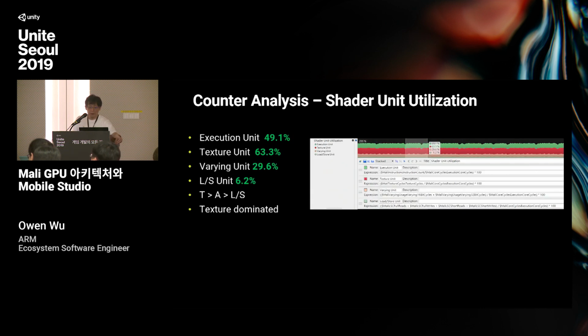So this one is about the shader unit utilization. We can see from the chart the texture utilization is about 63%, which is higher than the other unit utilization. The second one is the execution unit, about 49% busy. So when we are going to optimize this game, we should focus on these two units for optimization.